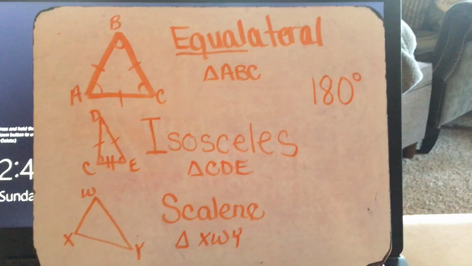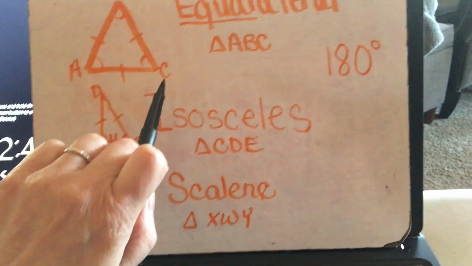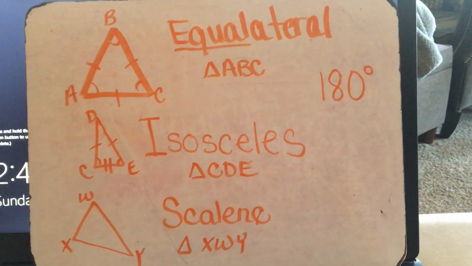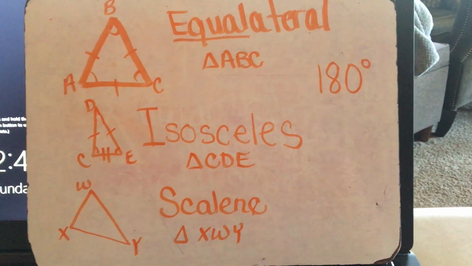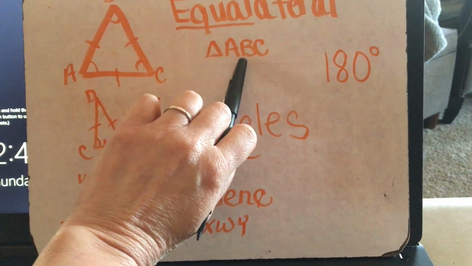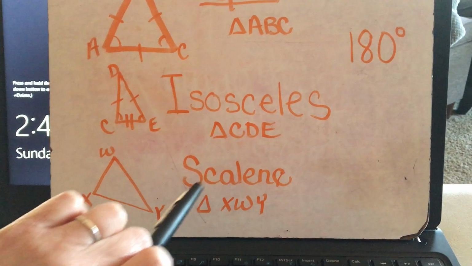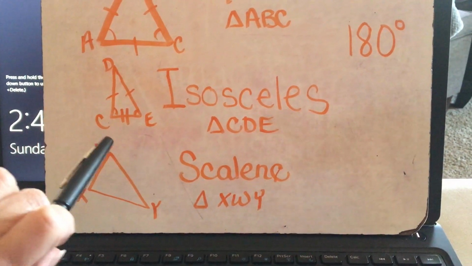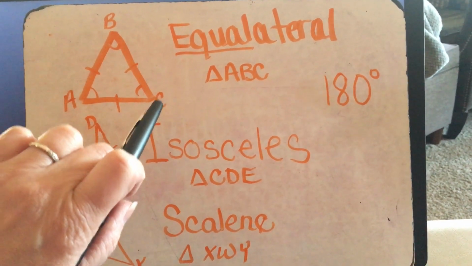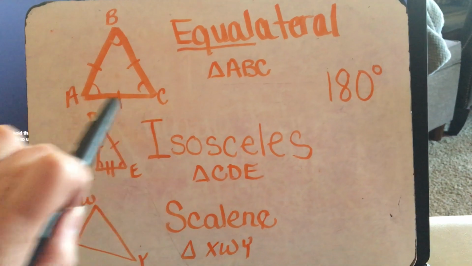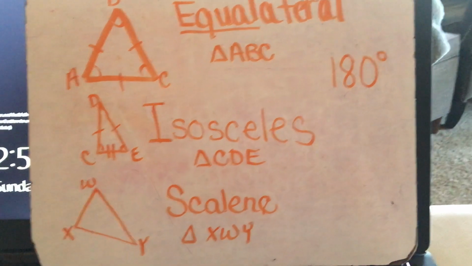If you notice the equilateral triangle, I want you to notice that you see an A, a B, and a C. Whenever I am labeling a triangle, I would say triangle ABC because you're going to name it triangle ABC. This one would be triangle CDE. This one would be triangle XWY. It's okay if you also want to call this triangle CBA or BCA. However you label it, that's how we label triangles, okay?